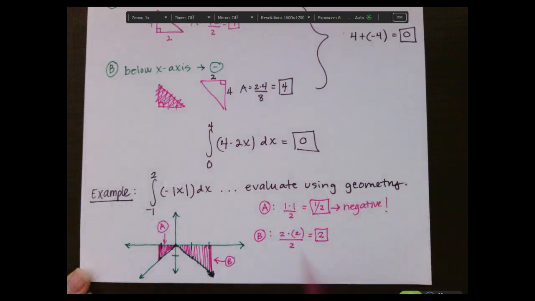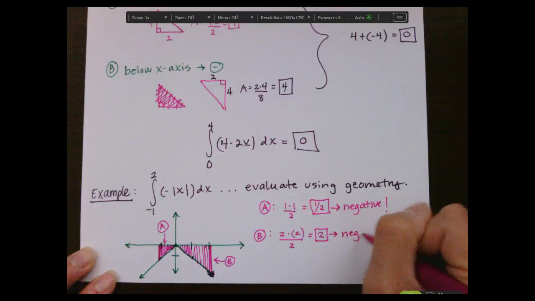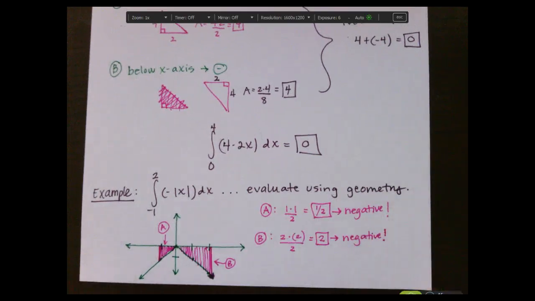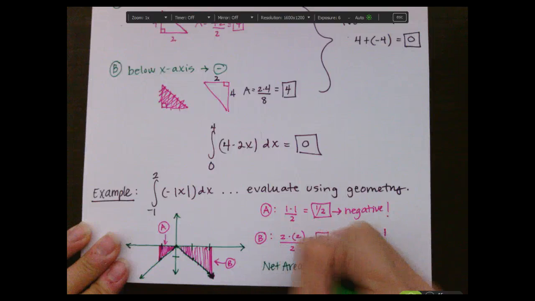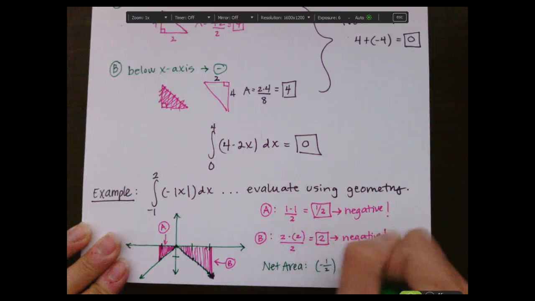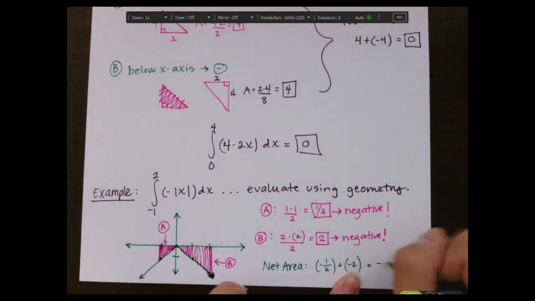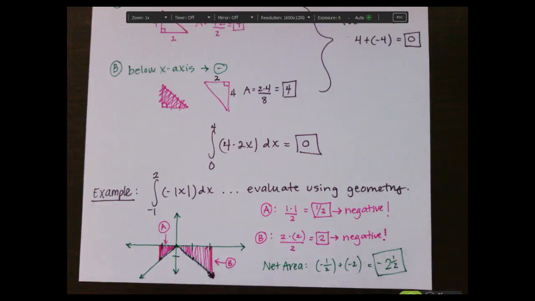So the area of that region, 2 times 2 divided by 2, gives me a 2, and it's also negative. So my net area is going to be negative 1/2 plus negative 2, which is negative 2.5. Negative 2.5, negative 5/2, any way you want to express negative 2.5.